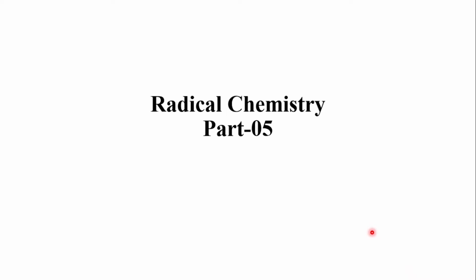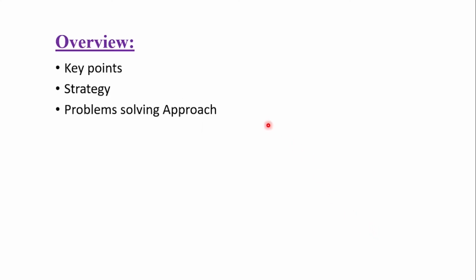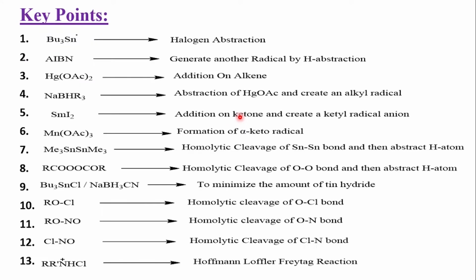Hi everyone. Today we are discussing radical chemistry. In this topic, we will discuss the key points of radicals, strategies, and the problem solving approach. So first are the key points. I have listed out some key points. These are the 13 key points.